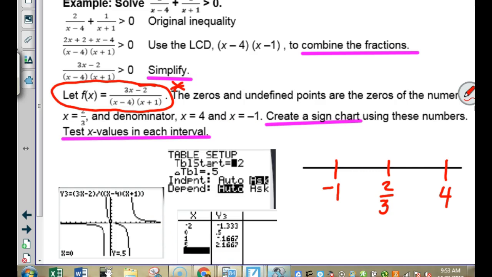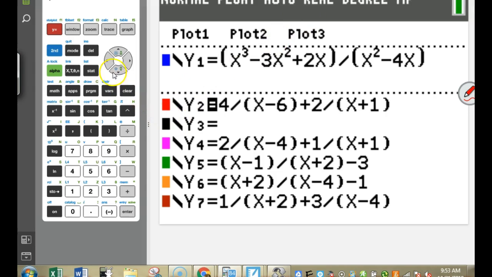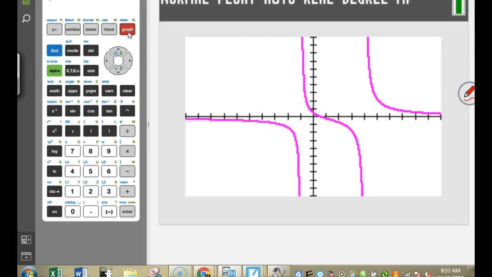Then we would graph this. Let's see if I put this one in. It has a 2 over x minus 4, right? Did I put it in here? I think it's this one, isn't it? 2 over x minus 4 plus 1 over x plus 1. Okay, so let me turn that one on and graph it. All right, so what were the critical values? -1, yes? What was it doing before -1?